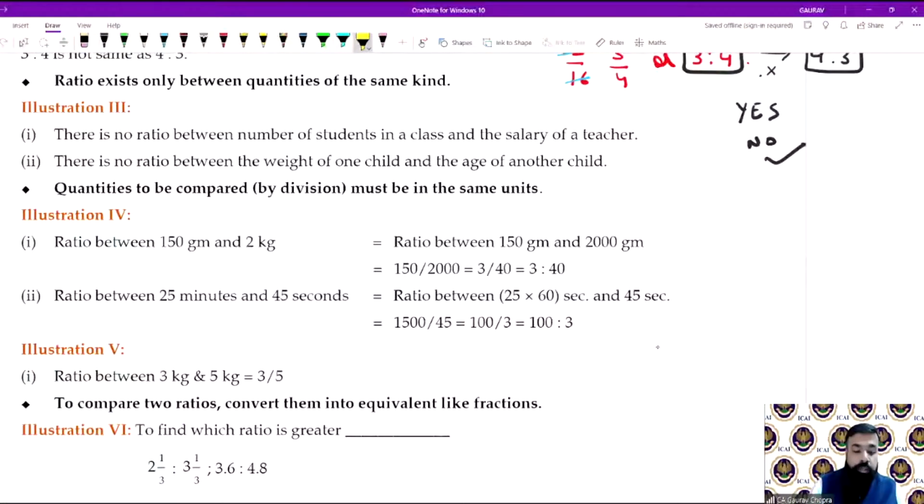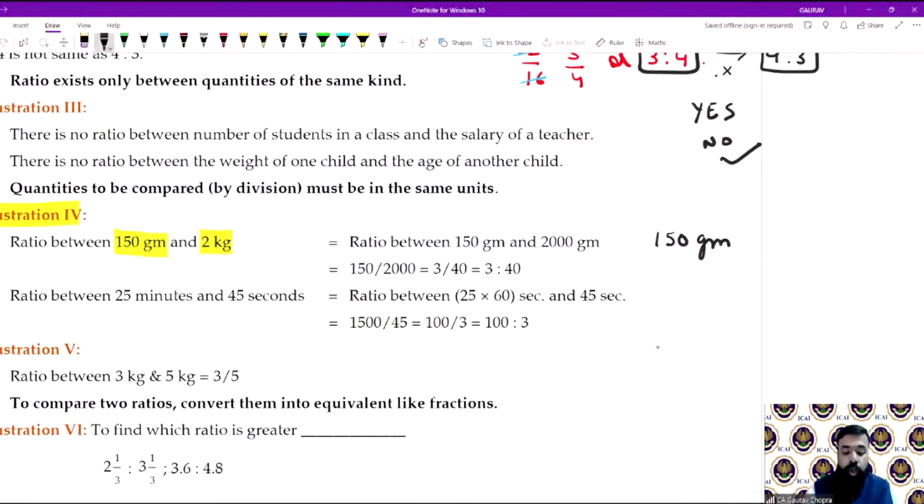Now, illustration number 4: ratio between 150 grams and 2 kilograms. Here be very careful. The units are different, so first of all we have to make the units equal. We can convert 2 kilograms into grams. We already know 1 kilogram is equal to 1000 grams. Therefore, 2 kg means 2000 grams. Now we can compare them and find out the ratio.